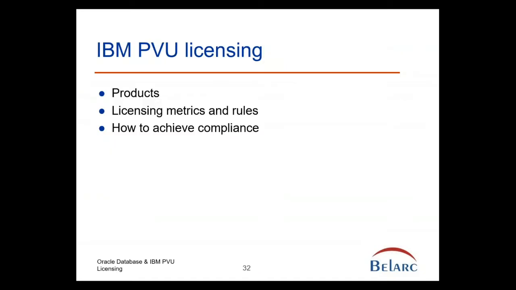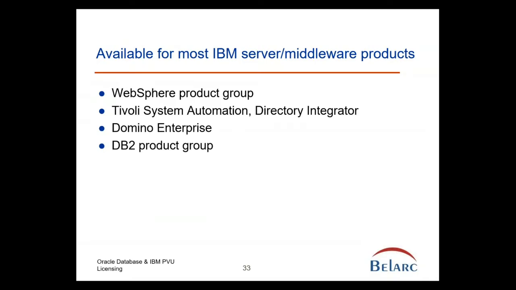So that's the first half of the presentation. We're now going to do something very similar for IBM. We're only talking today about PVU licensing. So I'm going to just look at the kind of products that are normally licensed under that scheme, and they're the typical server and middleware products from IBM. You can see the list here: WebSphere, Tivoli, Domino, DB2.